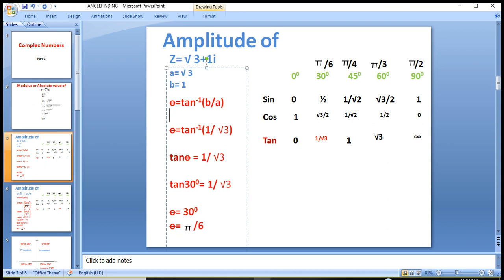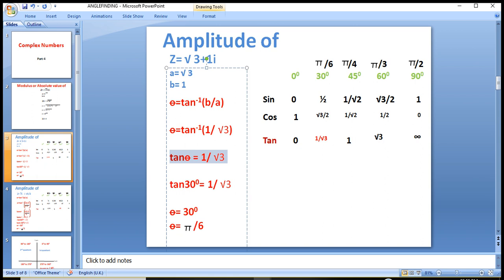Now if we want to remove the inverse sign, then the inverse tan goes to the left side. You are seeing in this step, tan is on the left side and the inverse sign is cancelled. And now you are seeing tan theta is 1 upon root 3.